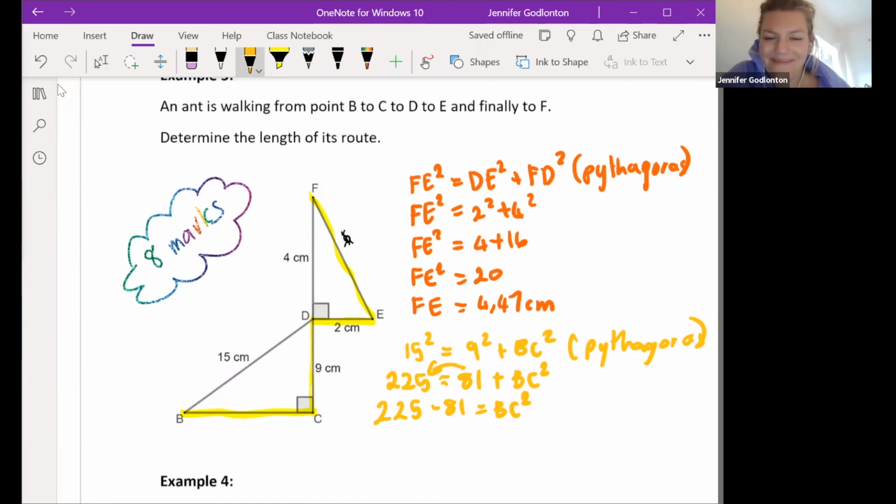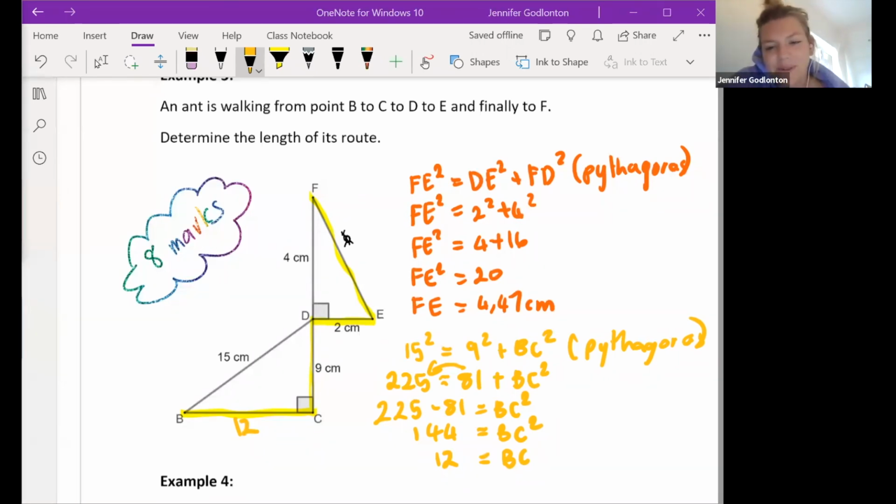Sure, ma'am. I haven't worked this one out yet. That would be 144 is equal to BC squared. Then after that, you'd square root it to get rid of the squared on the BC. Perfect. Okay. Then after that, you get 12. Nice.